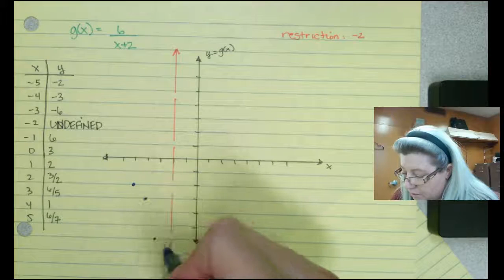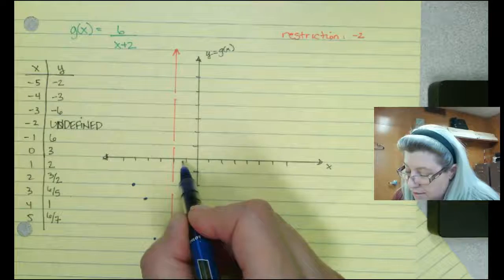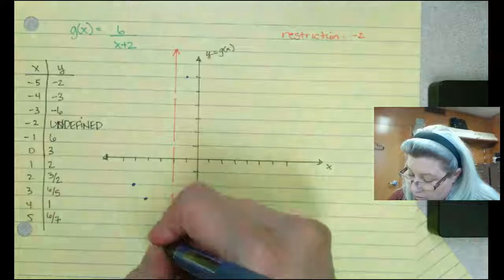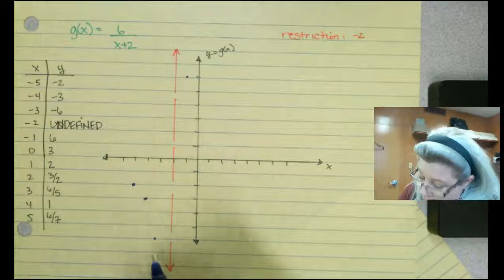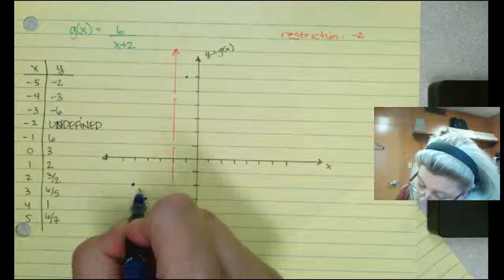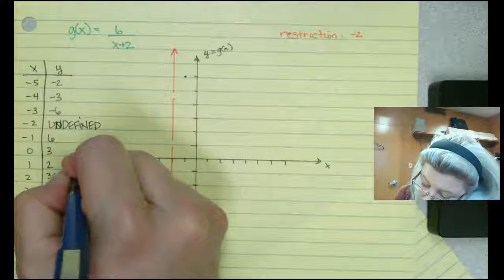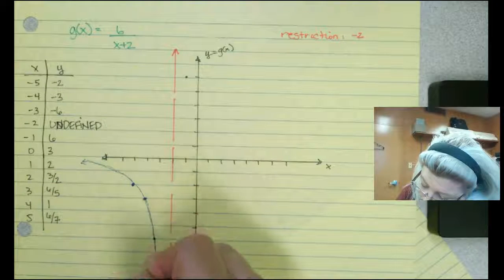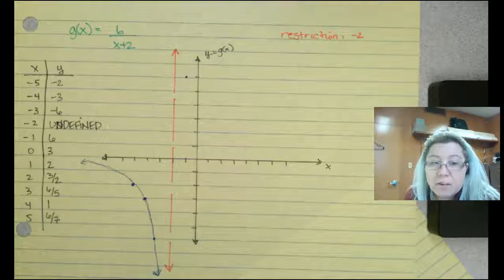Okay. Negative 2 is undefined. Negative 1 is positive 6. 1, 2, 3, 4, 5, 6. Well, we know we're not going to jump from this point to this point because I can't cross that line. So my graph looks on the left-hand side something like that. It's a curve. It's a nice curve. And I have enough points to kind of figure it out. Okay, so that side of the graph is done.